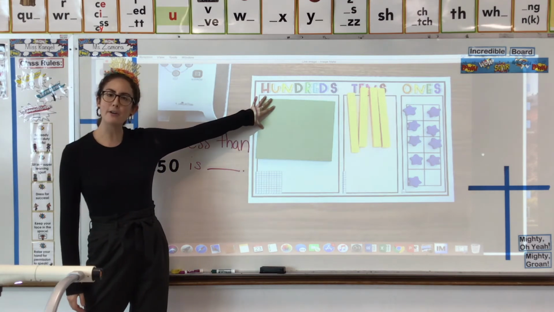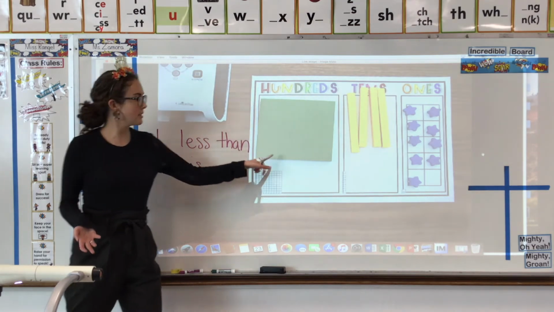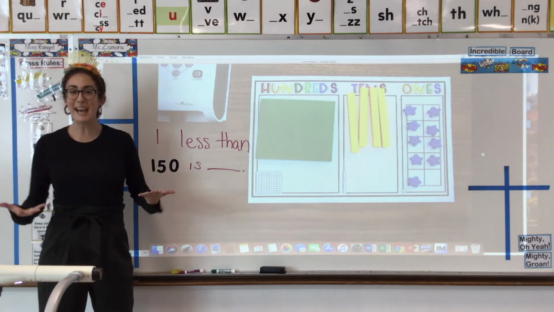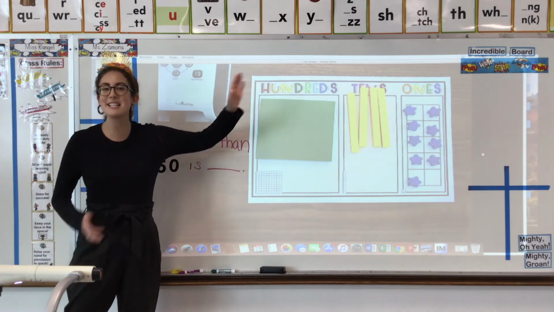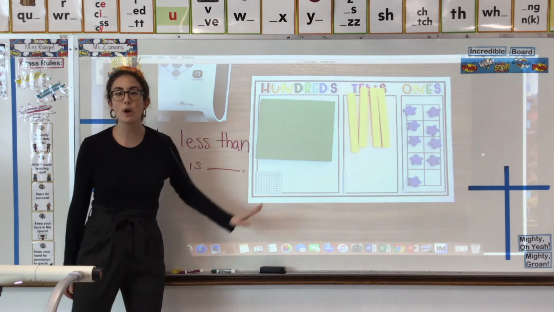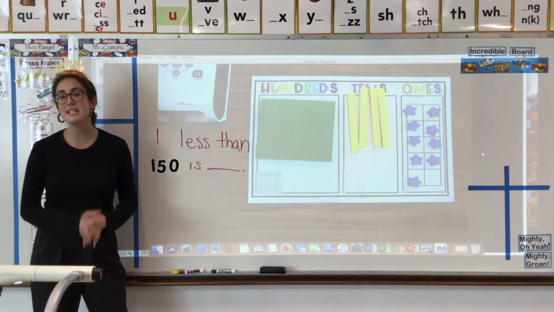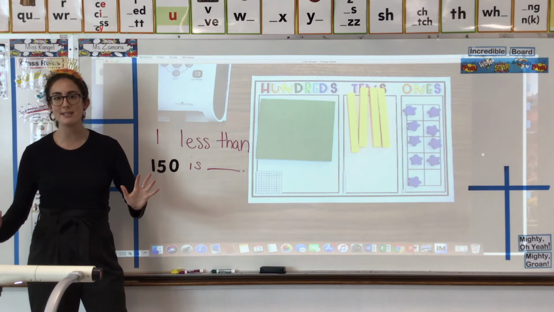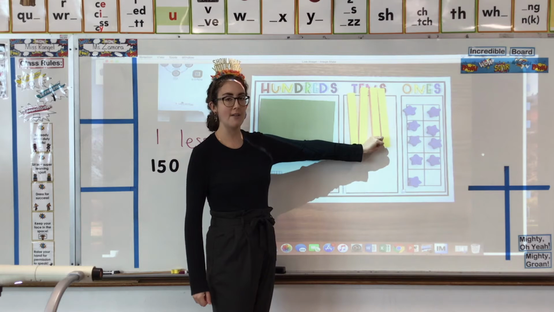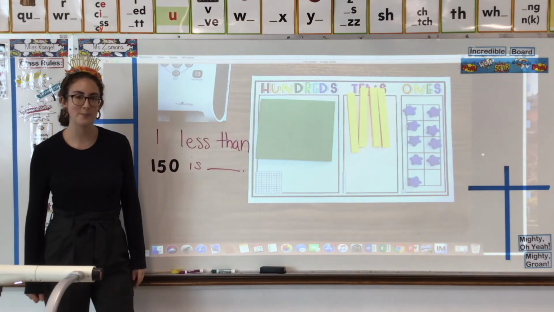But can we look at our hundreds? Did we change our hundreds? Do we still only have 1? Yep, we didn't change our hundreds at all. We left them the same because all we had to do was take away a 1, which didn't need us to touch our hundreds at all. So we were only unbundling part of this number, and we left our hundreds all by themselves.